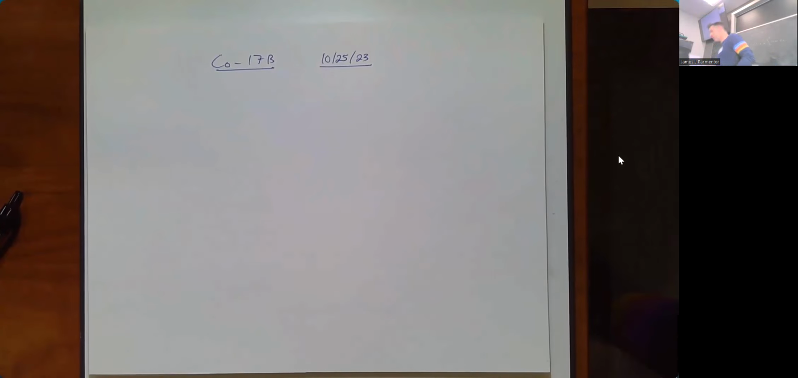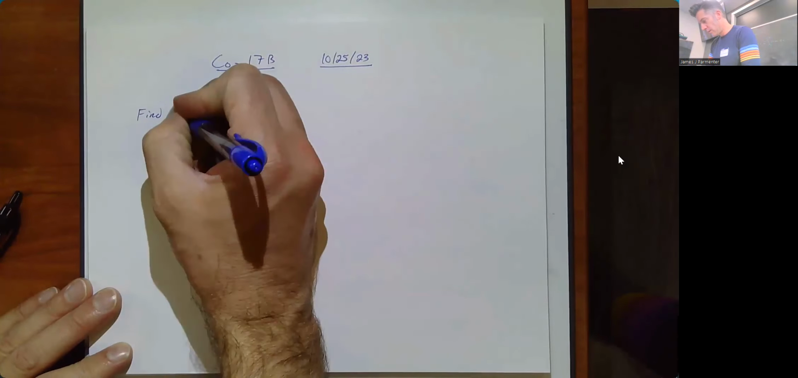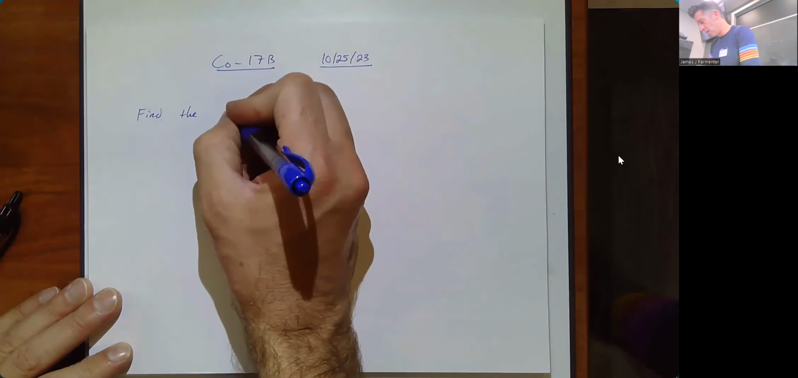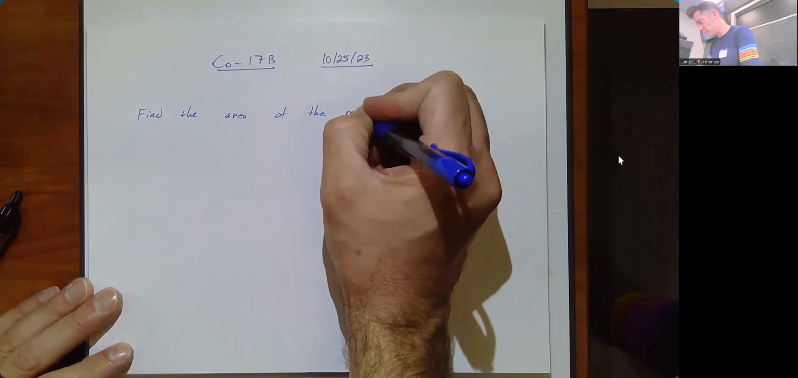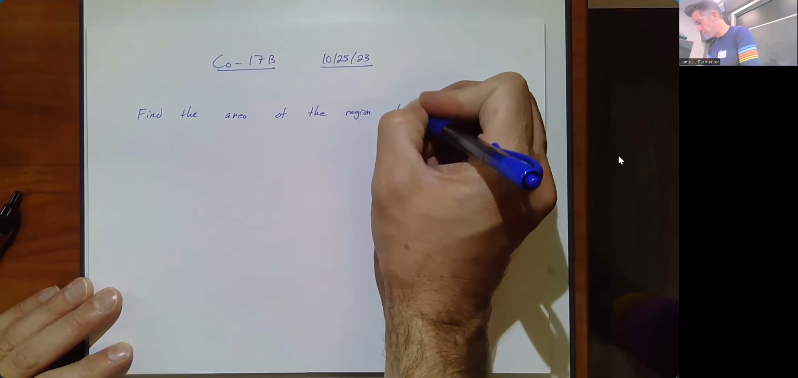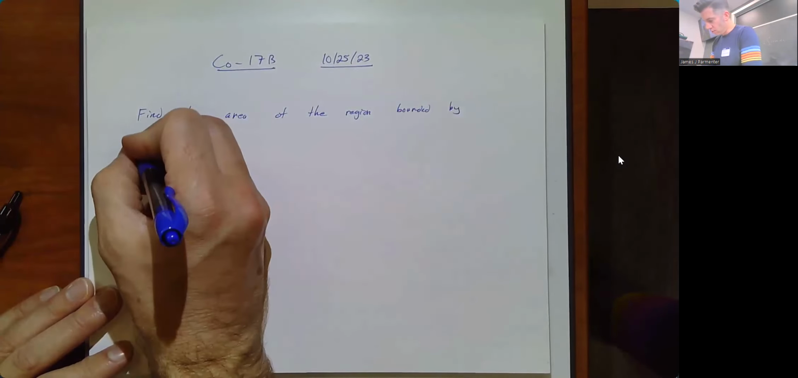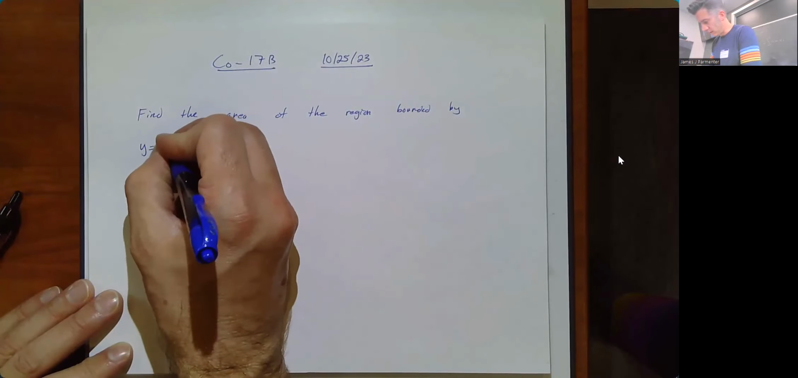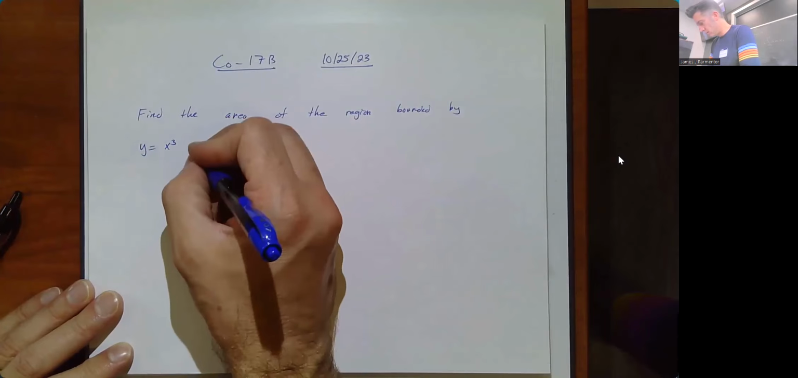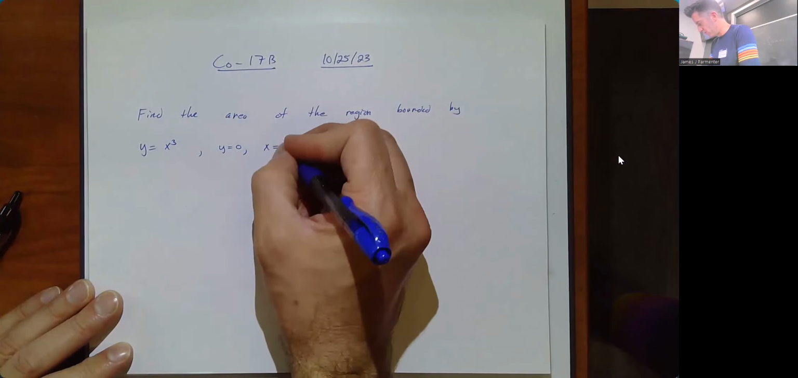So let's talk about the following. Let's do this instead. I want to find the area of the region bounded by y equals x cubed, y equals 0, and x equals 4.